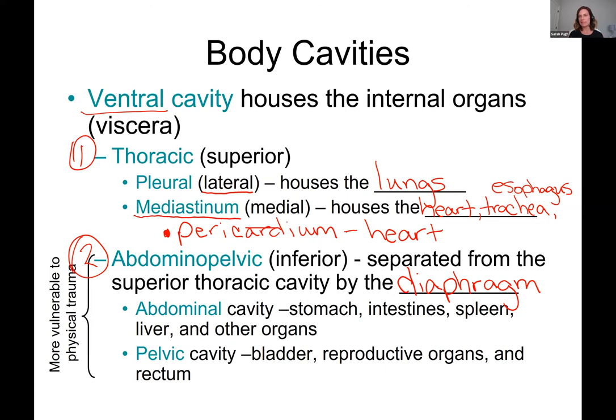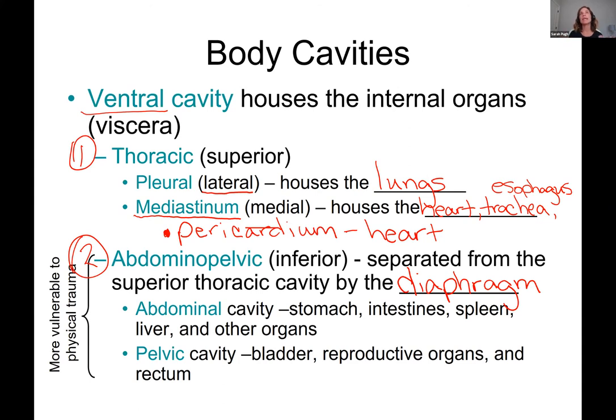So I know that's a lot of cavities in there. So let's say I ask you a question, maybe something like, in what cavity do you find the heart? You could tell me pericardial cavity, or you could tell me mediastinum, or you could tell me thoracic cavity, or you could even say ventral cavity. All of those are correct. But if I ask you, in what cavity do you find the heart, and be specific, you would say pericardial cavity.